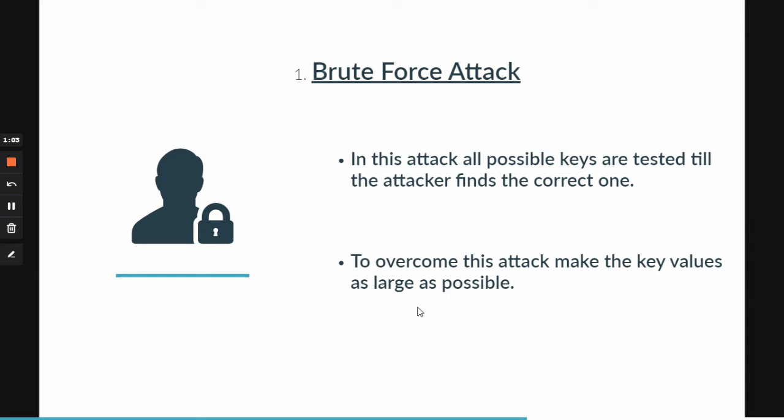If we are making it as large as possible, then it will take a lot of time for the attacker to verify and find out which are the correct ones. And at some point, he'll give up, and our system will be secure.